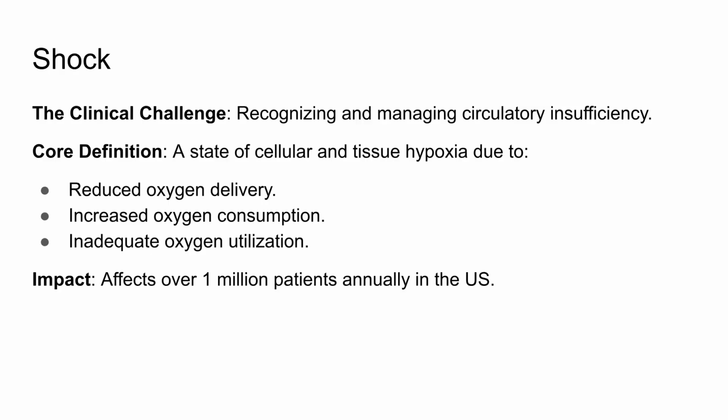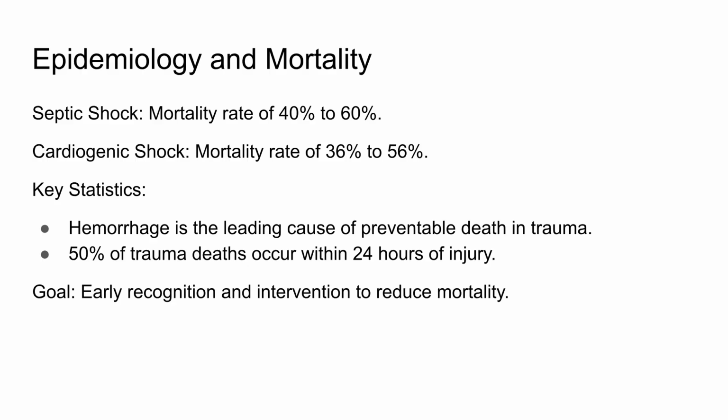This is caused by reduced oxygen delivery, increased oxygen consumption, or inadequate oxygen utilization. This condition affects over 1 million patients annually in the U.S. Mortality rates are significant for septic shock, ranging from 40% to 60%, and for cardiogenic shock at 36% to 56%. Hemorrhage is a leading cause of preventable trauma death, making early recognition and intervention critical.